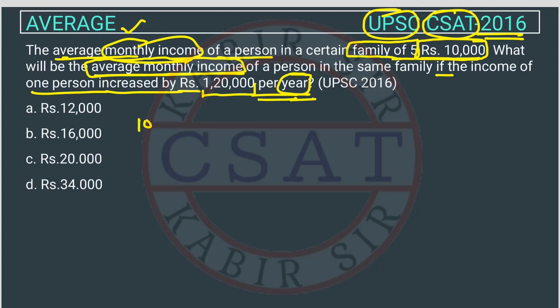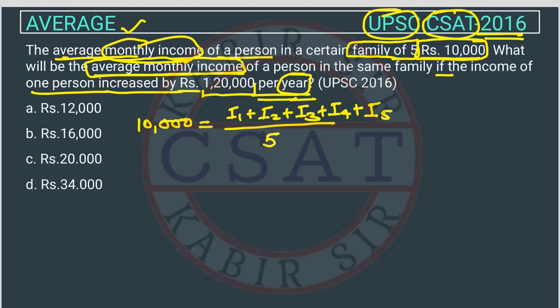So first of all, what they have given? They have given the average of 5 members. So I am using the formula of average. So this is their income: income of first person, income of second person, income of third person, income of 4th person plus income of 5th person. So this is total income. I can write I1 plus I2 plus I3 plus I4 plus I5. Both are same, so it will be 50,000.